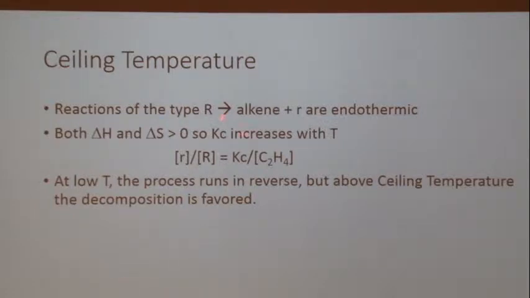And so the ratio, if you do the equilibrium ratio of these two radicals, it equals this thing. So I just took this equation and wrote it in terms of Kc. So Kc increases with temperature. And the temperature where the two concentrations of radicals are computed to be equal at equilibrium, that's called the ceiling temperature. And when you're above that temperature, the reaction wants to run to the right. If you are below that temperature, it runs to the left.